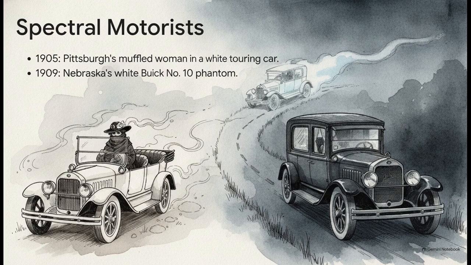Consider some of these actual historical accounts. Back in 1905, Pittsburgh police reported a mysterious, muffled woman in a white touring car racing through the cemetery at breakneck speeds every dark night. In 1909, Nebraska farmers were terrified by what they called a phantom white Buick No. 10 that would tear over the hills before vanishing into thin air.